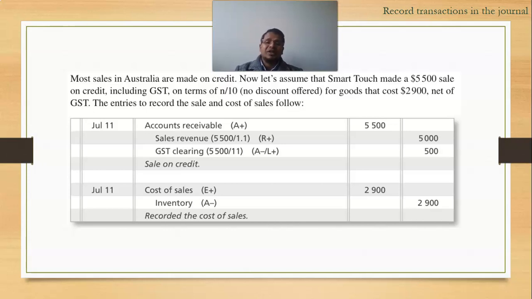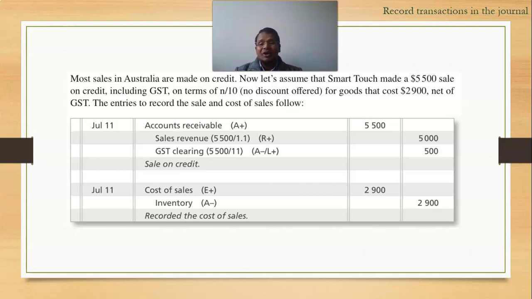And the credit period is 10 days. For goods costing 2,900 net of GST, without GST, without VAT, the entries should be recorded on sales and cost of sales as follows. How should we record it in the books of accounts?